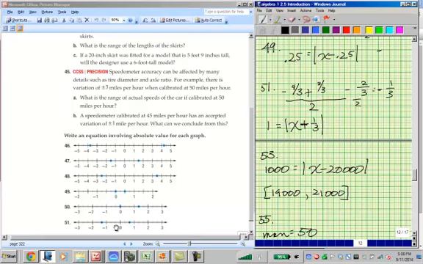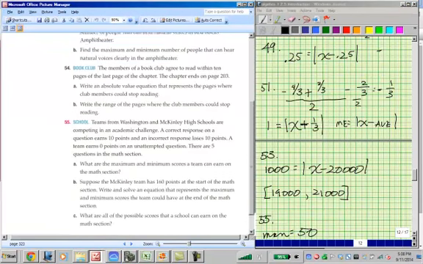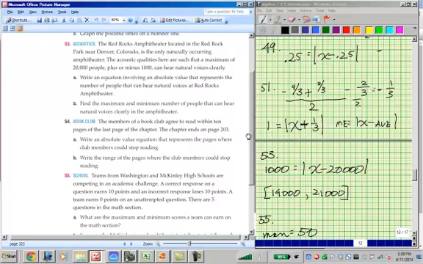53. I don't really have any room in here. I did 1,000 equals x minus 20,000. I added 20,000 to both sides, and so x equals 21,000. And I did negative 1,000 equals x minus 20,000, added 20,000 to negative 1,000, and we got x equals 19,000. Sorry about not leaving that in.